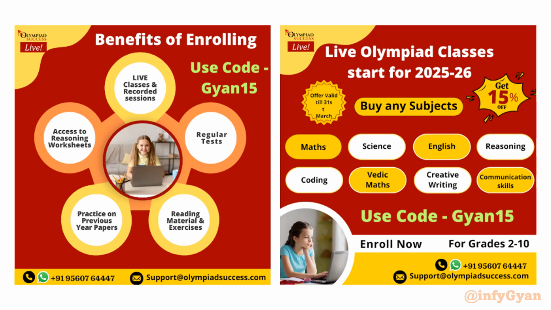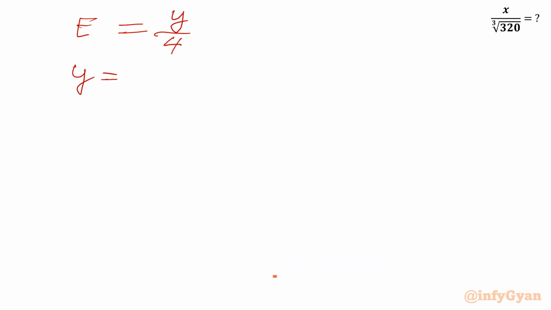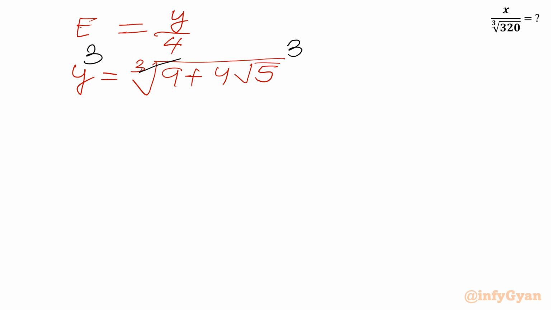Let's come back to our problem. So I can write expression E equal to y over 4, and y is the cube root of (9 plus 4 square root 5). Now I will consider cubing both sides. So cube root and cube will be over. We will write y cube equal to 9 plus 4 square root 5.